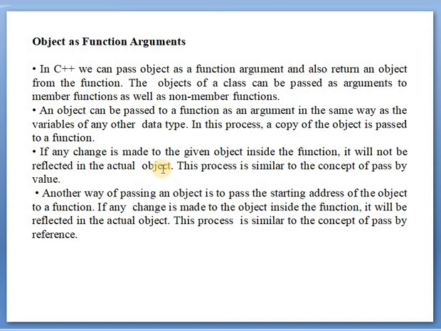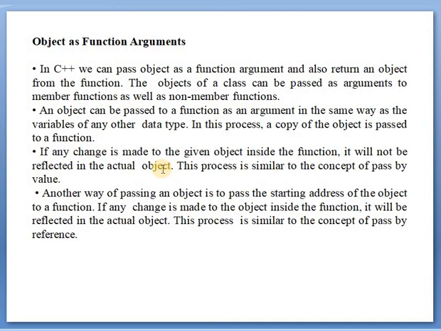In this process, a copy of the object is passed to the function. If any change is made to the given object inside the function, it will not be reflected in the actual object. This process is similar to the concept of pass by value. Means when we are passing an object as a function argument, it will create a copy of that object, and if any changes happen on that object, it will not affect the actual object. Why? Because it will change the value of the copied object.